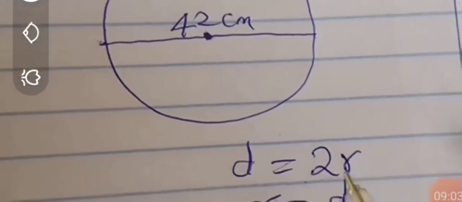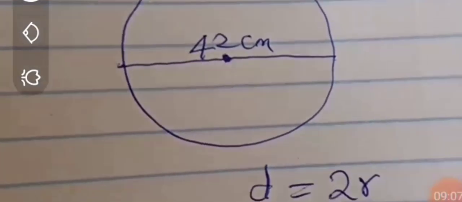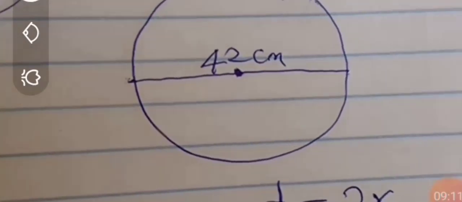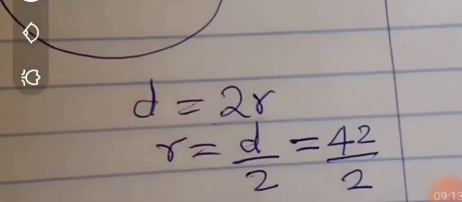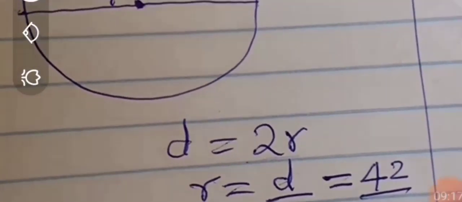diameter divided by 2. That means we divide both sides by 2. So that is what we have. Now we have been given that the diameter is 42, so we say 42 all over 2, which should now be equal to, 2 will go into 4, we have 2, 2 will go into 2, we have 1, so we have 21 centimeters.